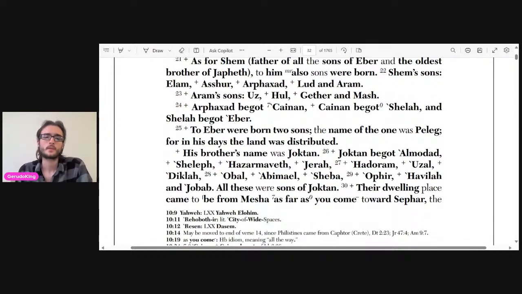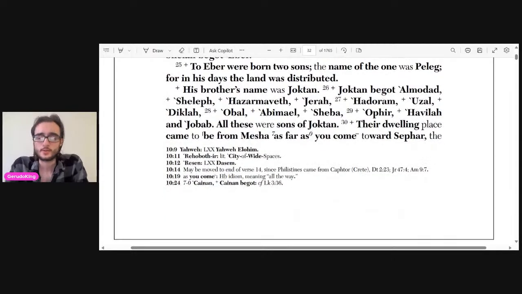Aram's sons, Uz, Hul, Gether, and Mash. Arphaxad begot Canaan. Canaan begot Shelah, and Shelah begot Eber. To Eber were born 2 sons. The name of the one was Peleg, for in his days the land was distributed. His brother's name was Joktan.